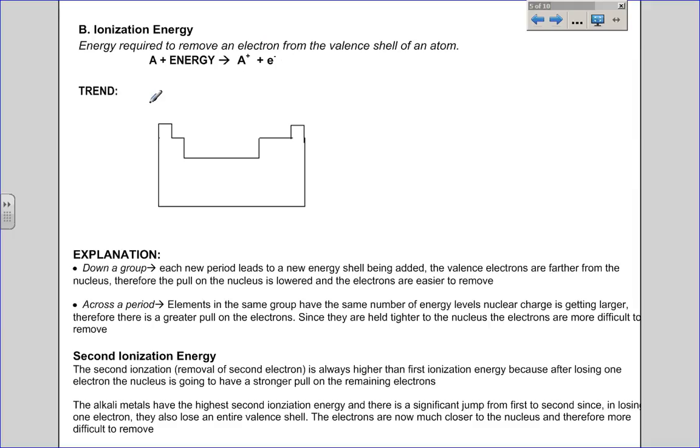Now the trend for ionization energy: as you go down a group, the ionization energy decreases. As we go across a period, the ionization energy increases, meaning that it takes more energy to remove electrons from the noble gases than it does from the alkali metals.